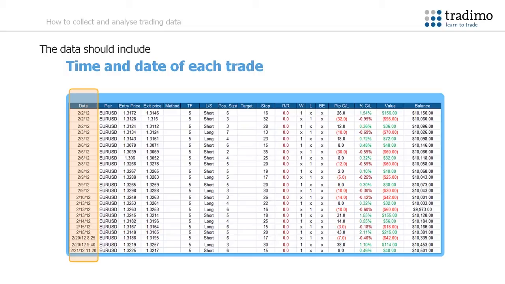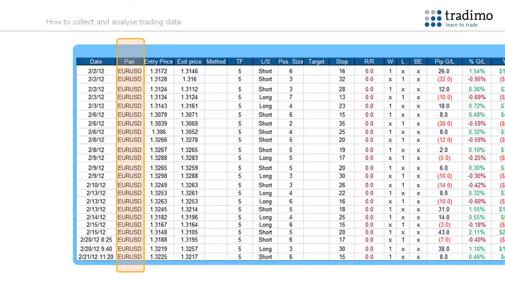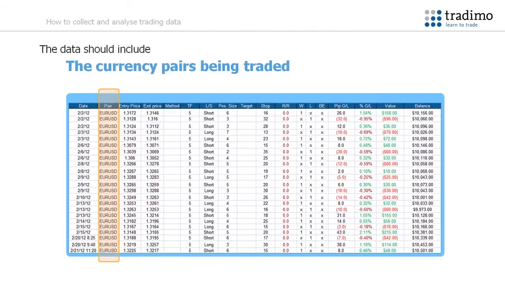The next thing you need to record is the currency pairs that you trade. This is necessary in order to know which pairs are profitable and which are not when trading them with your strategy. You may need to remove unprofitable pairs from your system or explore new pairs to be incorporated into your future live trading.